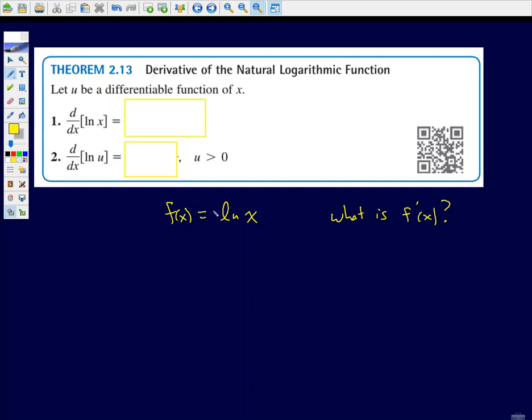Okay, now what's going to be used here is we want to rewrite this equation in a different form, in a form where I would actually know how to apply a derivative. And so what I'm going to do here is rewrite this by solving for x. If the natural log of x equals f of x, it's equivalent to writing e to the power of f of x equals x.